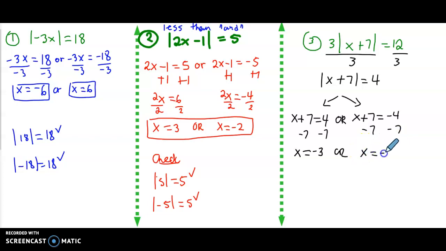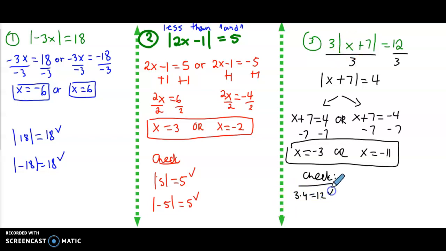You're adding two negatives, more negatives. So this is what I got. I'm going to check it really quickly. If I put negative 3 in the original, 7 minus 3 is 4. Absolute value of 4 is 4, and 3 times 4 would be 12, so it works for the first one.